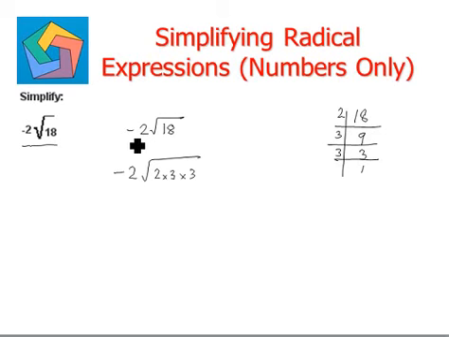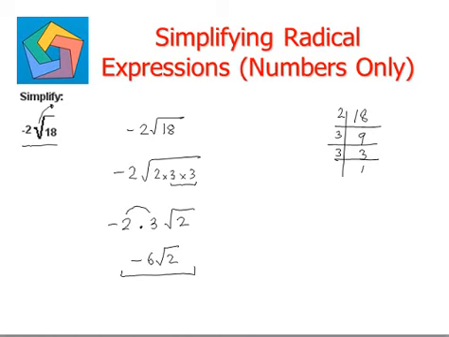Now here the index is 2. When there is no number over here in the radical, we take it by default as index 2. So we have to group or make pairs of 2 each. So here inside the radical we see that only one pair can be formed of 2 3's. So these 2 3's come out as a single 3, and negative 2 times 3. Inside the radical we are left with only the number 2. Negative 2 times 3 is negative 6. So negative 6 root of 2 is the final answer.